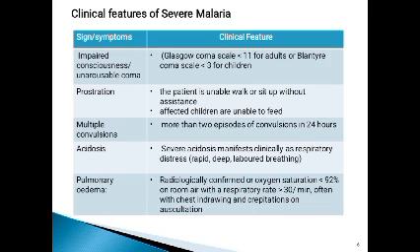Multiple convulsions: more than 2 episodes of convulsions in 24 hours. Acidosis: severe acidosis manifests clinically as respiratory distress, rapid, deep, labored breathing. Pulmonary edema: radiologically confirmed or oxygen saturation less than 92% on room air with a respiratory rate greater than 30 per minute, often with chest indrawing and crepitations on auscultation.